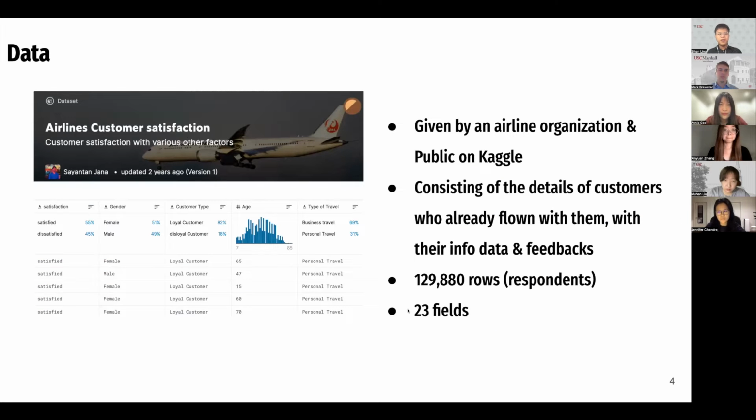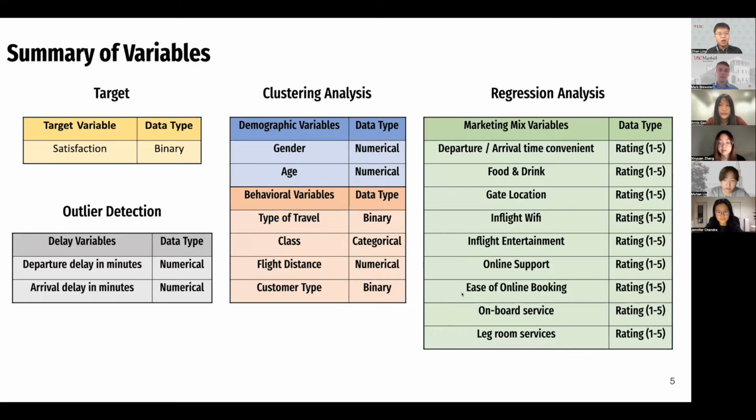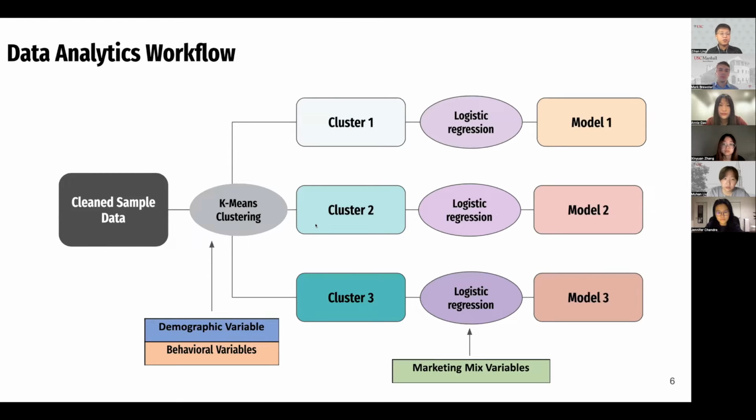Our data was given by an airline organization and was published on Kaggle. The dataset contains about 130,000 records and 23 fields. Our target variable is satisfaction, which is binary. We also have delay variables for outlier detection, demographic and behavioral variables for clustering analysis, and marketing mix variables for regression analysis. In the data analytics process, we first apply K-means models on demographic and behavioral variables to segment the customers. In each cluster, we apply logistic regression on marketing mix variables to identify the customer needs.